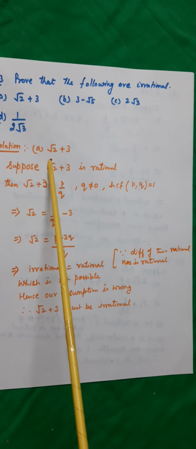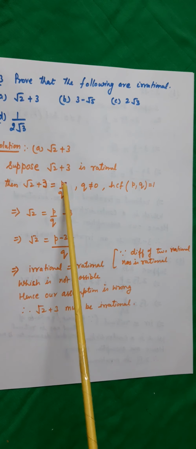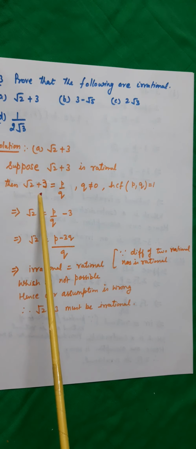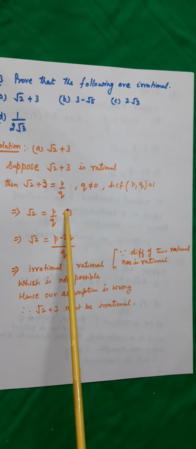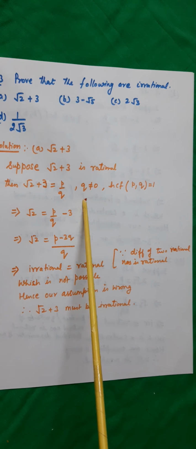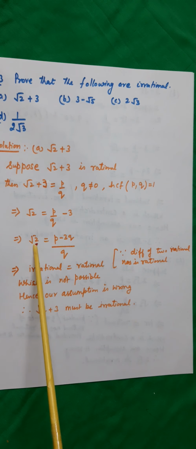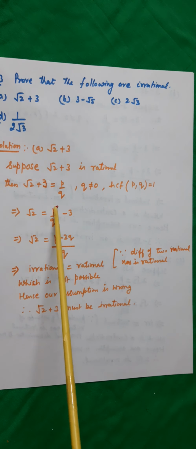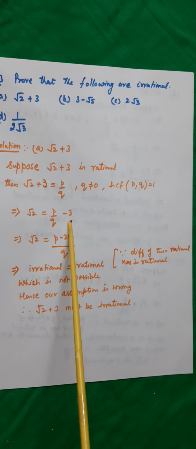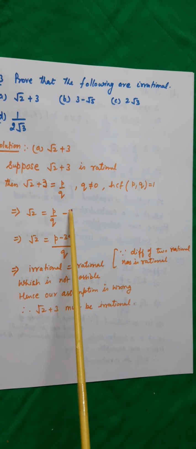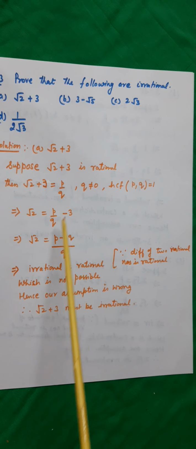A part, root 2 plus 3. Suppose root 2 plus 3 is a rational number. If it is a rational number, then root 2 plus 3 is equal to p upon q, where q is not equal to 0 and HCF of p and q is equal to 1. This implies that root 2 is equal to p upon q minus 3, which implies root 2 is equal to p minus 3q upon q.